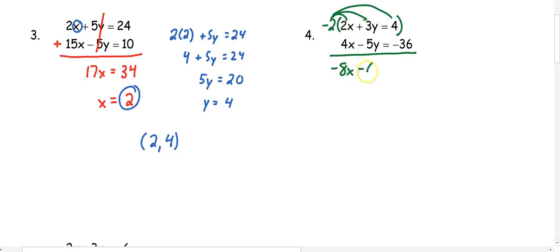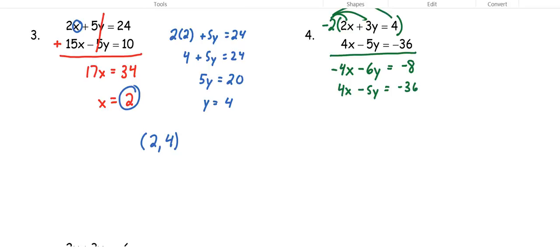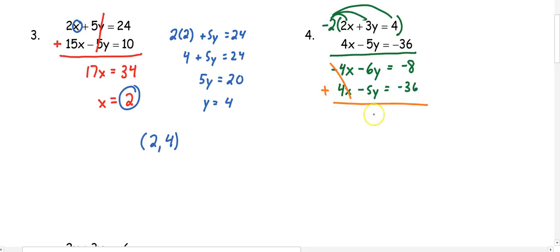Make sure you multiply all three terms by negative 2. So negative 8x minus 6y equals negative 8. We didn't do anything to the second equation, so we're just going to rewrite it. Sorry, negative 4x, not 8, negative 4x. So this time, my x's cancel out because negative 4 plus 4 is 0. So when I add straight down, I get negative 11y equals negative 44. Divide by negative 11 on both sides, so y is 4.